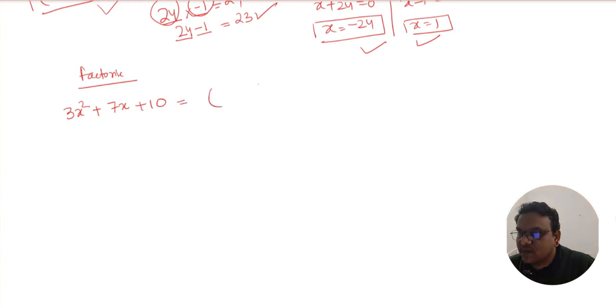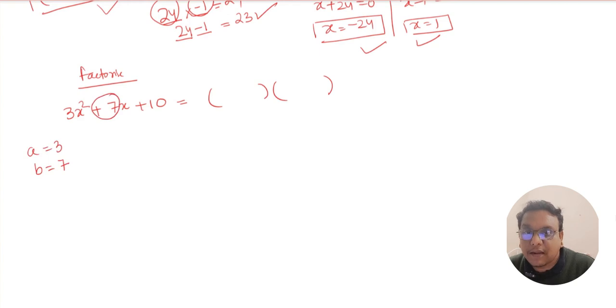I basically need to factorize this. Obviously, I'll tell you, factorize means you will get two factors for any quadratic equation, right? What is the value of a here? Tell me first. So a equal to 3. What is the value of b here? B equal to 7, right? B means always the coefficient, the number which is multiplied with x. A is the number which is multiplied with x squared, and the part which is left is called c, that is 10. Got it?